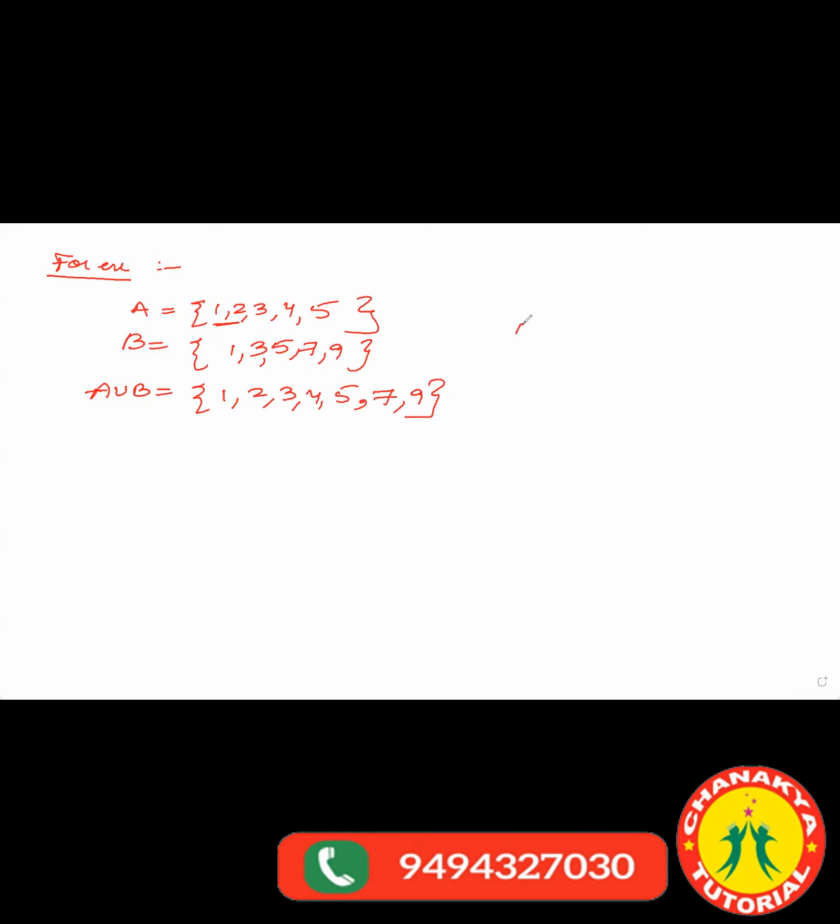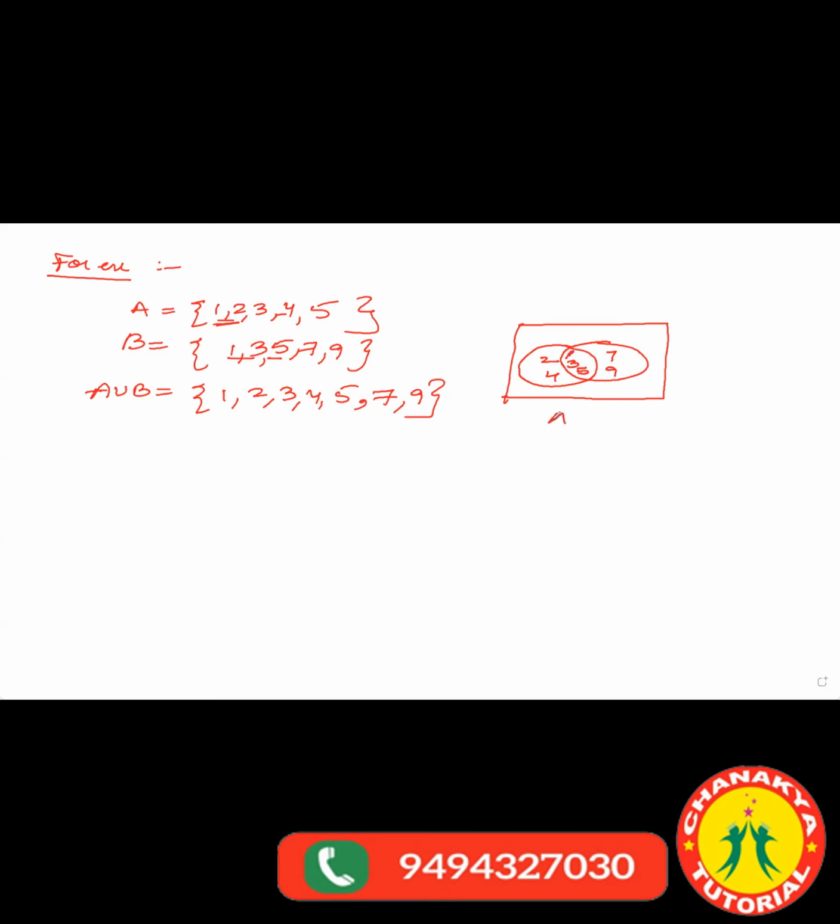So in Venn diagram, suppose this is your A and this is your B. So children, tell me how many numbers are common here? 1 and 3, 1, 3, 5, right? So you will write 1, 3, 5. These are the numbers common. And here you can write 2, 4. And here you can write 7, 9. So this is the intersection part.